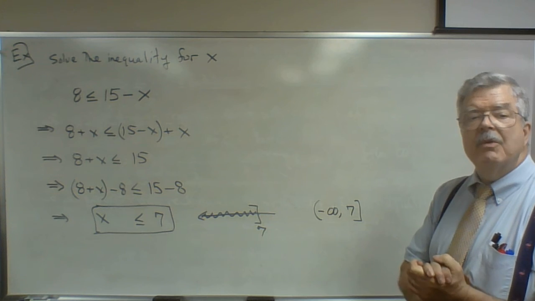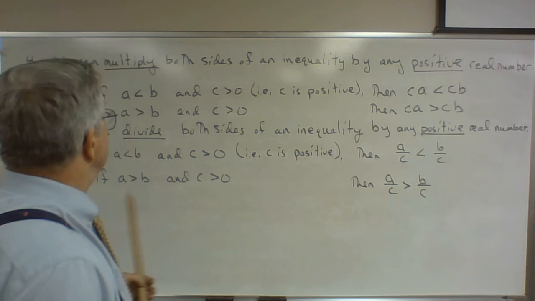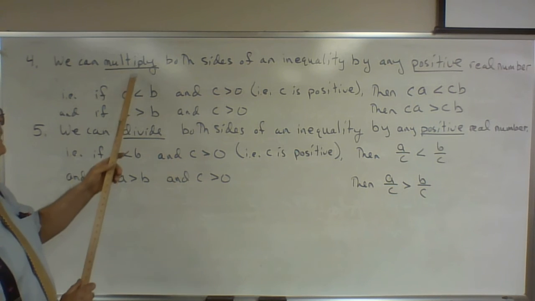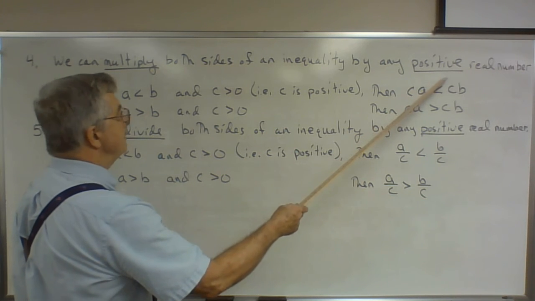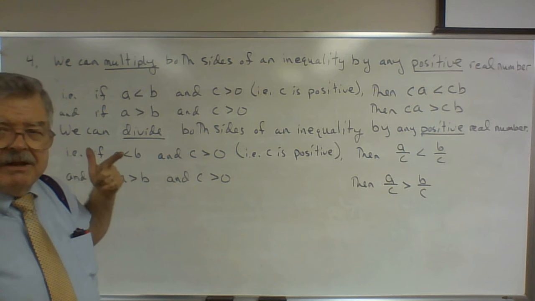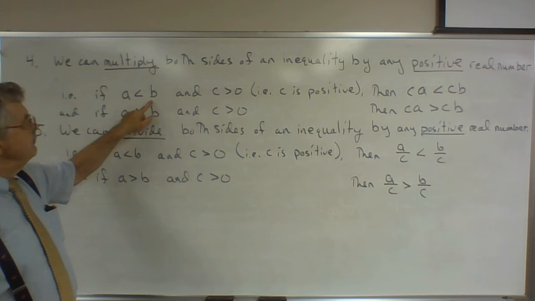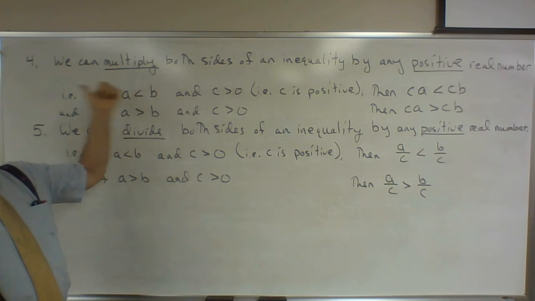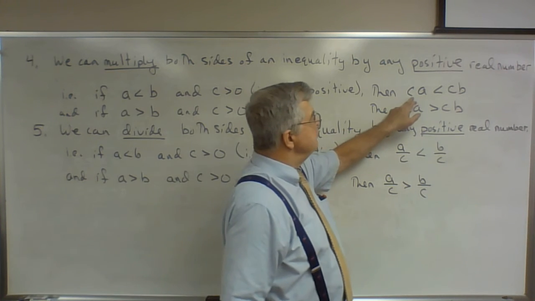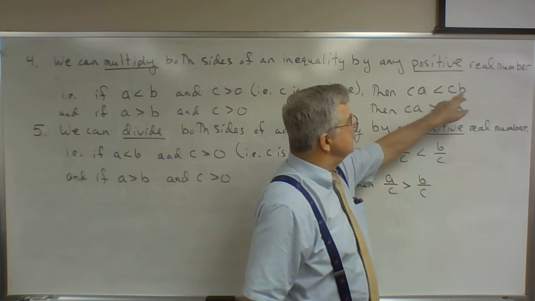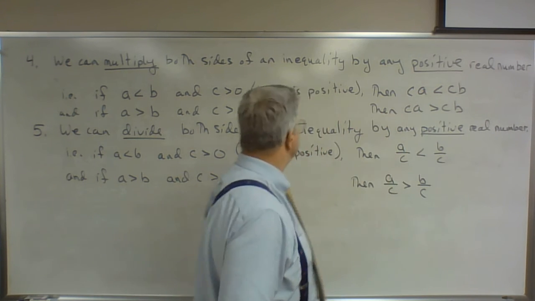Okay? More with properties of inequalities. More properties. We can multiply both sides of an inequality by any real number, and the inequality will point in the same direction. So if A is less than B, the inequality is pointing in that direction, and C is positive, then CA is less than CB. The inequality is still pointing in that direction.